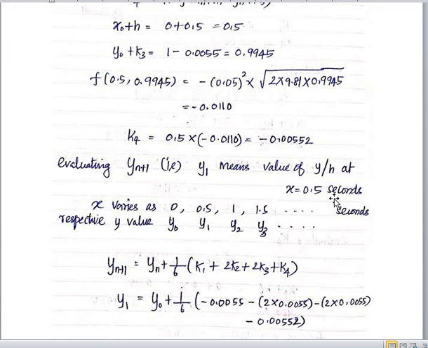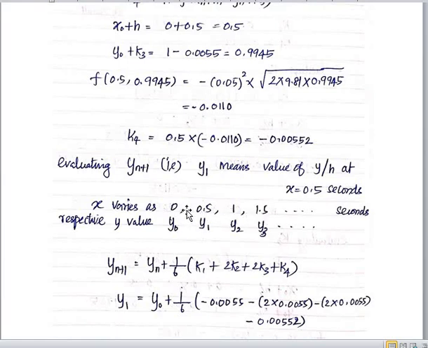y1 is nothing but this. What is the meaning of it? At time, or at x equal to 0.5 second, what is the value of y is referred to as y1. So here the time, or x, varies as 0, 0.5, 1, 1.5.